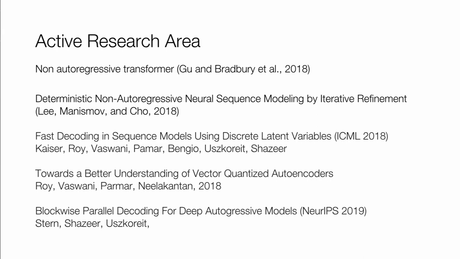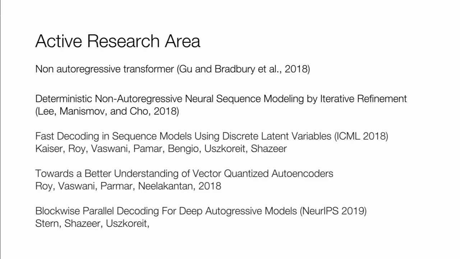There's been some work on this, it's an active research area, and you can categorize some of these papers, like the non-autoregressive transformer, the third paper, fast decoding, and the fourth paper, towards a better understanding of vector quantized autoencoders, into this group where they're doing the decision making in a latent space that's being learned either using word alignments, fertilities, or using autoencoders. So you do the decision making in latent space, and once you've made the decisions in latent space, you assume that all your outputs are actually conditionally independent, given these decisions. That's how they speed up.